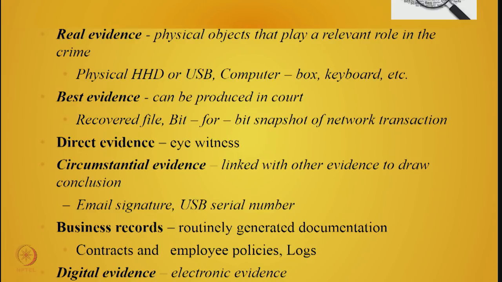There are different types of evidences that one can come across. The first one is the real evidence, where you have physical objects that play a relevant role in the crime. For example, a USB drive that was inserted, or a physical hard disk drive that you can produce in the court of law. For example, if I had stored malicious software, or I had data I should not have access to, I can bring my hard disk and show that this data was not supposed to have been accessed by me, but it is there in my hard disk.